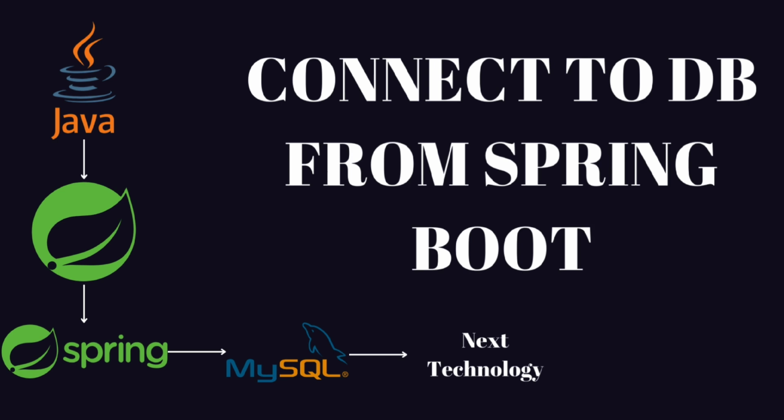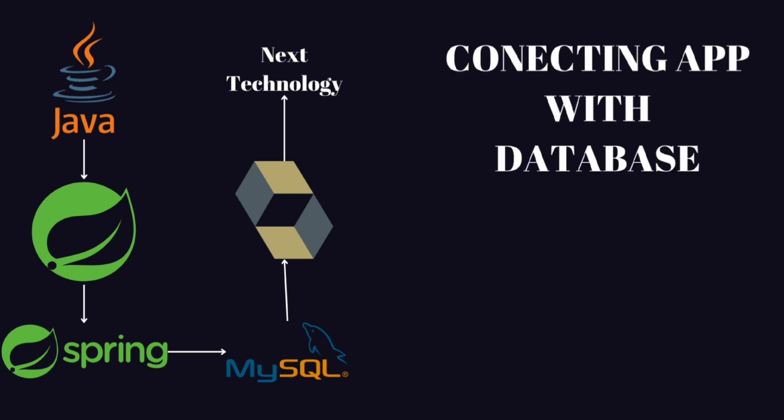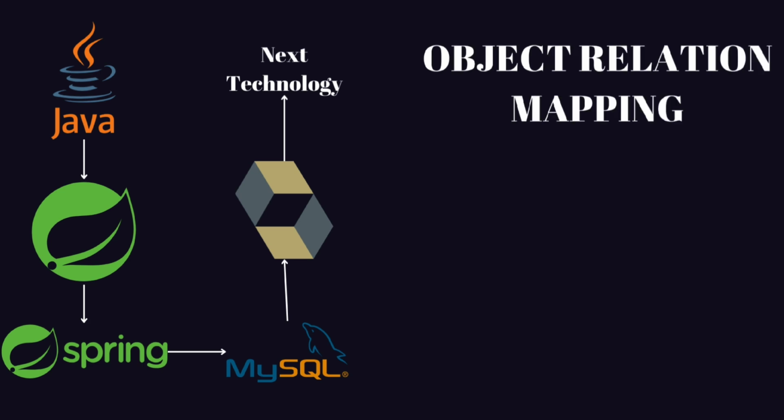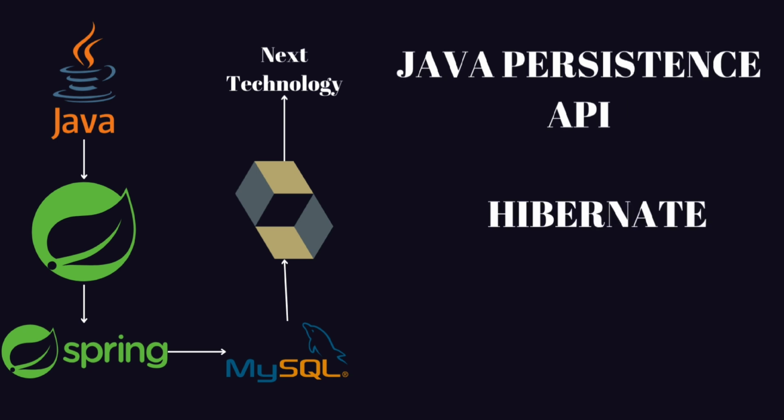Now, the next thing that you can focus on is JPA or Hibernate. Integrating your application with a database is one of the common things in IT companies. And for that, most of the projects use object relational mapping. You can learn any of the ORM tools. Here, JPA stands for Java Persistence API, which is a specification. And Hibernate is the implementation of that specification.